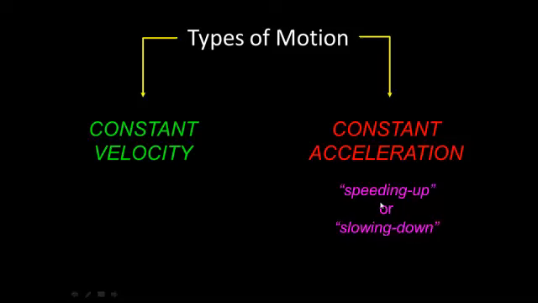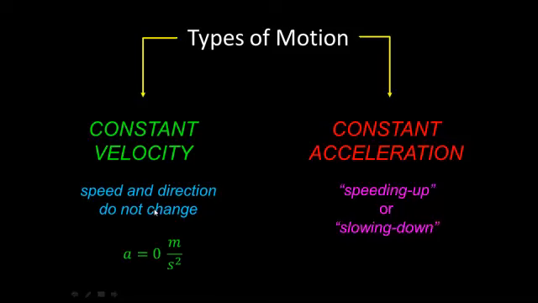In the case where an object's velocity is increasing, we often say that it's speeding up, and for an object that's slowing down, the velocity is decreasing. This is different from an object that moves with constant velocity, in which the speed and direction the object is traveling do not change. So the velocity remains the same.